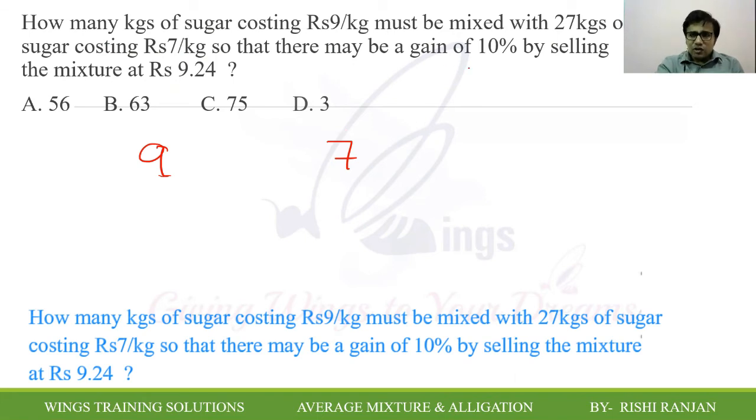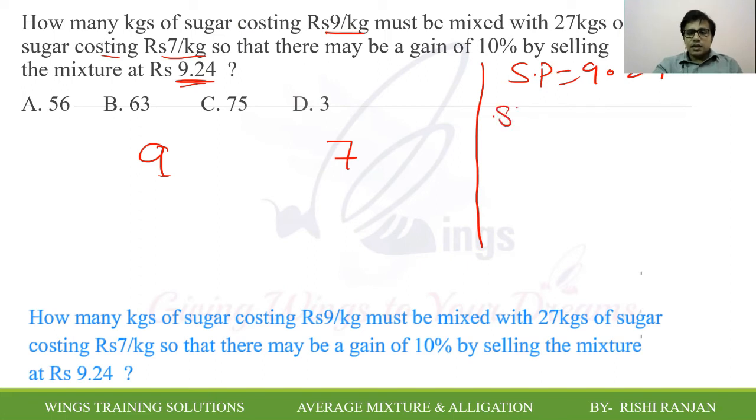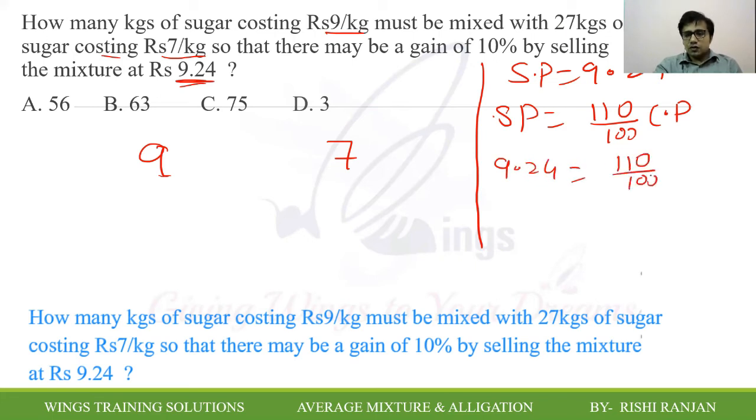But when you read it carefully, you'll find that 9.24 is not the cost, it is the selling price. The other things which we are applying, 9 rupees per kg is the cost, 7 rupees per kg is the cost. So we have to find the cost of overall mixture. So let's find that out first. Here, the selling price is given as 9.24, and for 10% profit, we'll write selling price is equal to 110% of cost price. Okay, so when the selling price is 9.24 is equal to 110% of cost price.